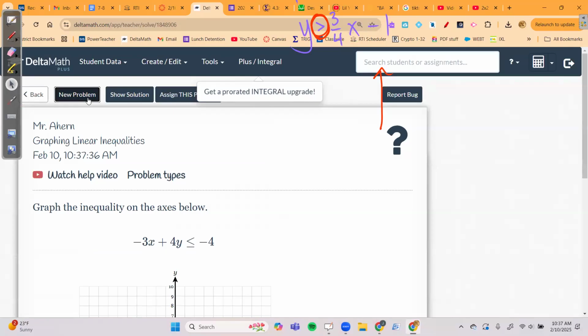So that is the lesson. I could make this take longer, but do you get it? Yeah. I mean, it's what we've done before, right? Get y by itself, graph a line, solid, dotted, shade a side, boom. So let's do this. Delta Math. Stay on task, okay? Nothing else.